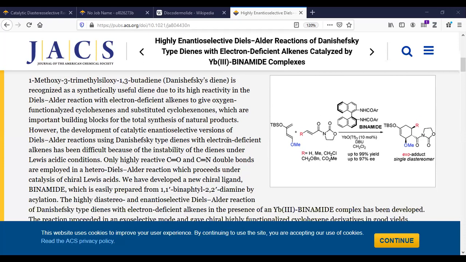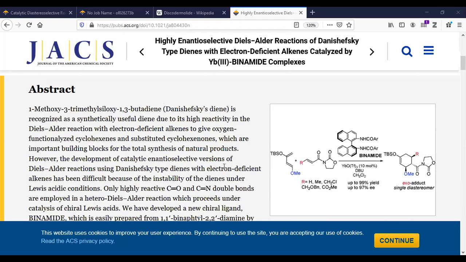I haven't downloaded this yet, but I wanted to show you the Danishefsky diene, because it's another Diels-Alder substrate, but you can see it's highly electron rich. So you use Danishefsky's diene to do Diels-Alder reactions where you want to control which end of the diene reacts with the dienophile. So depending on what you put here as your R group on your dienophile, that's going to determine which product you get, right?